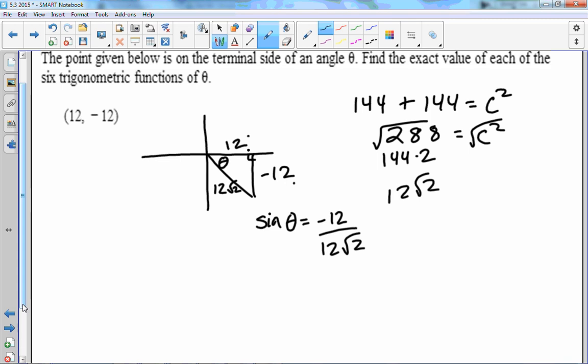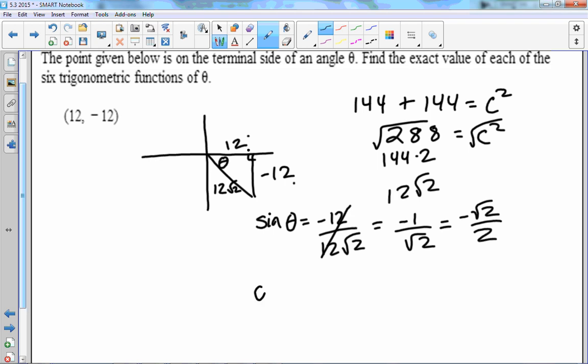You know, the 12s would cancel, so that would leave you negative 1 over square root of 2. Now, I think it would actually take negative 1 over square root of 2, but then again, it might not. So if it's me, I'm rationalizing. If you rationalize that, that would be negative square root of 2 over 2.